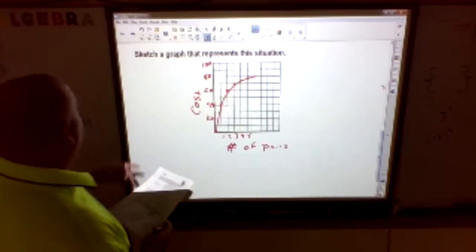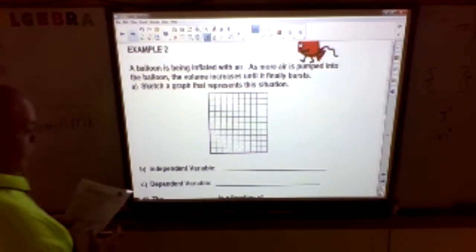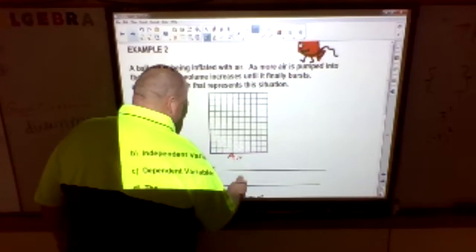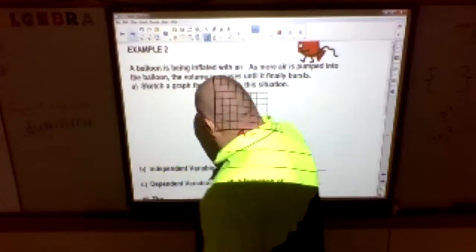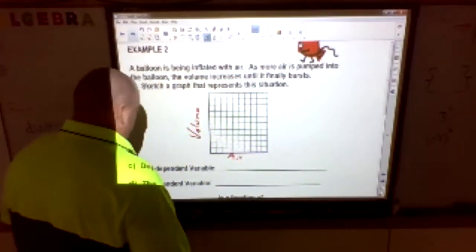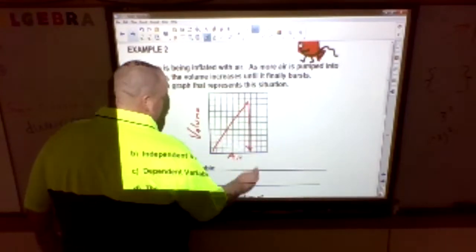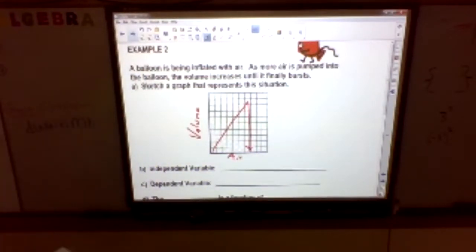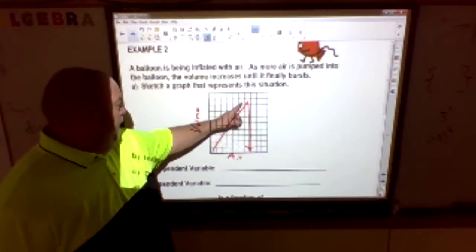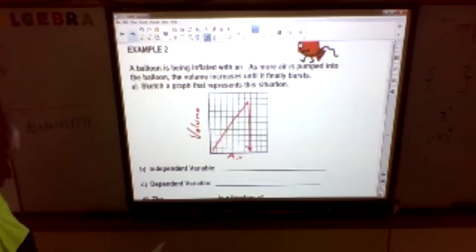All right, so we go on to example 2. A balloon is being inflated with air. As more air is pumped into the balloon, the volume increases until it finally bursts. So here, if we made the x-axis air, and we made this part the volume, what would happen? The more air, it would increase until it pops, and then it would deflate. The more air you put into it, the more volume the balloon has until it bursts, meaning we have no more air in it, so therefore it's also going to have no more volume.